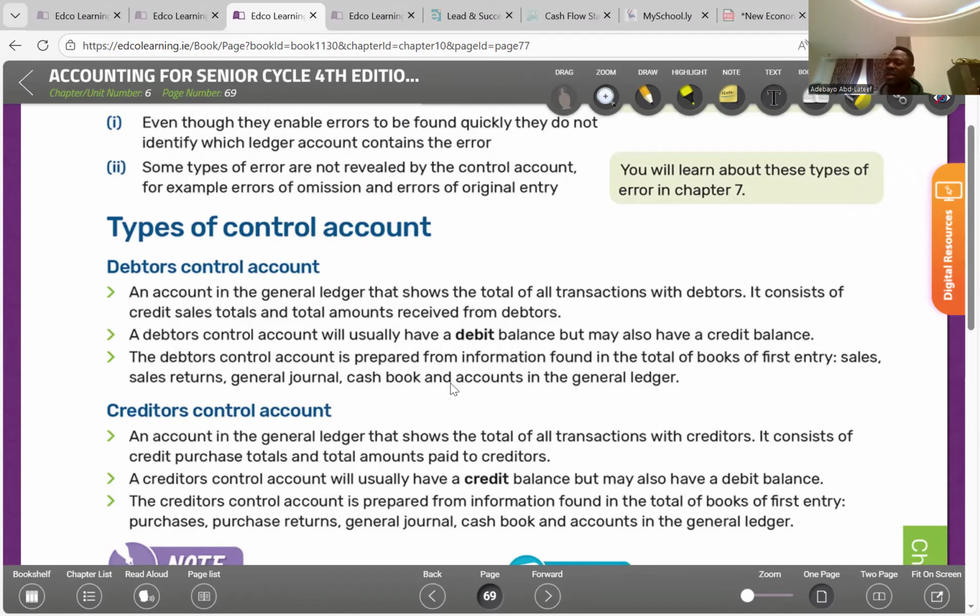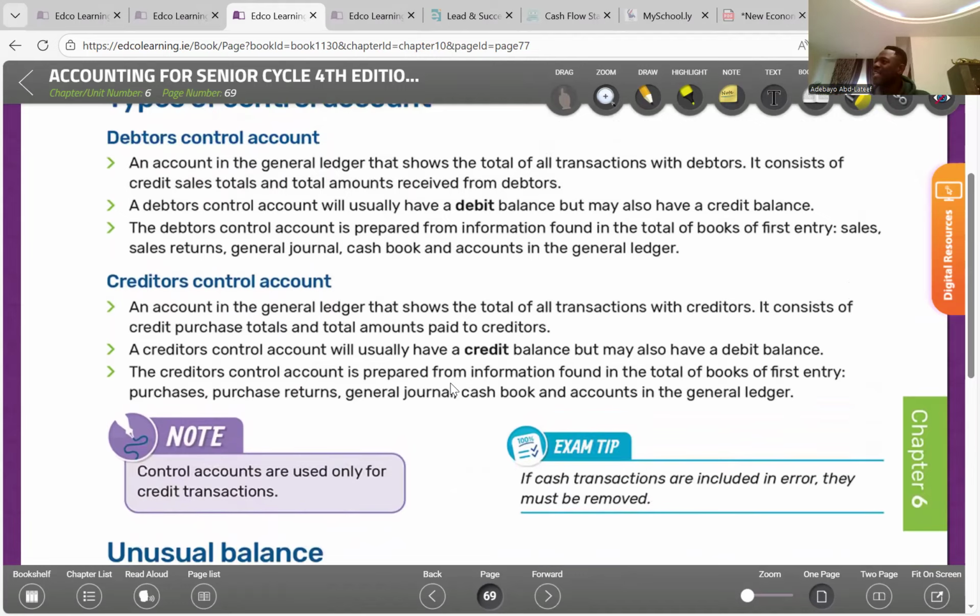Now let's go to creditors control account. It's the same as purchases ledger control account. It's an account in the general ledger that shows the total of all transactions with creditors. So all your credit purchases will be on the credit side of your creditors control account, and all the money you paid to your credit suppliers will be on the debit side. So all payments will be on the debit side because your credit supplier has received that cash from you, and whatever you owe will be on the credit side. Do you understand?